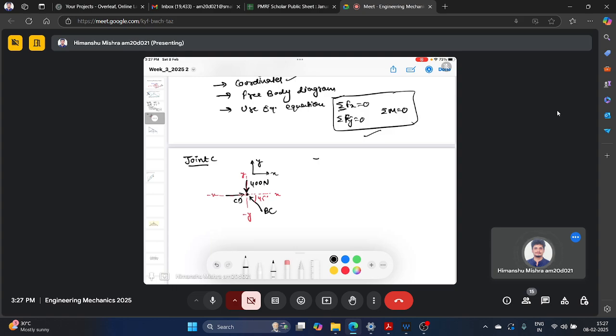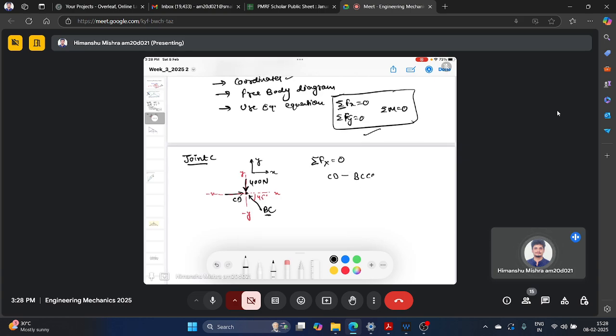So let's first use the summation of force in the x direction equals 0. So there will be a force CD minus the component of force in member BC. So it will be CD minus BC cos 45 equals 0. And we can see that both are unknown forces. We don't know the force in CD as well as BC.